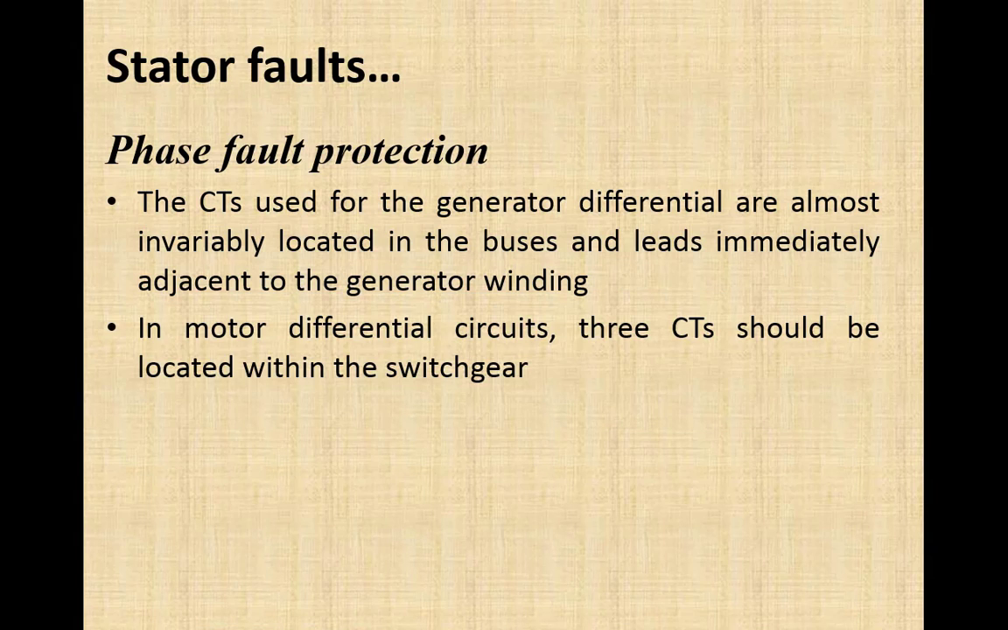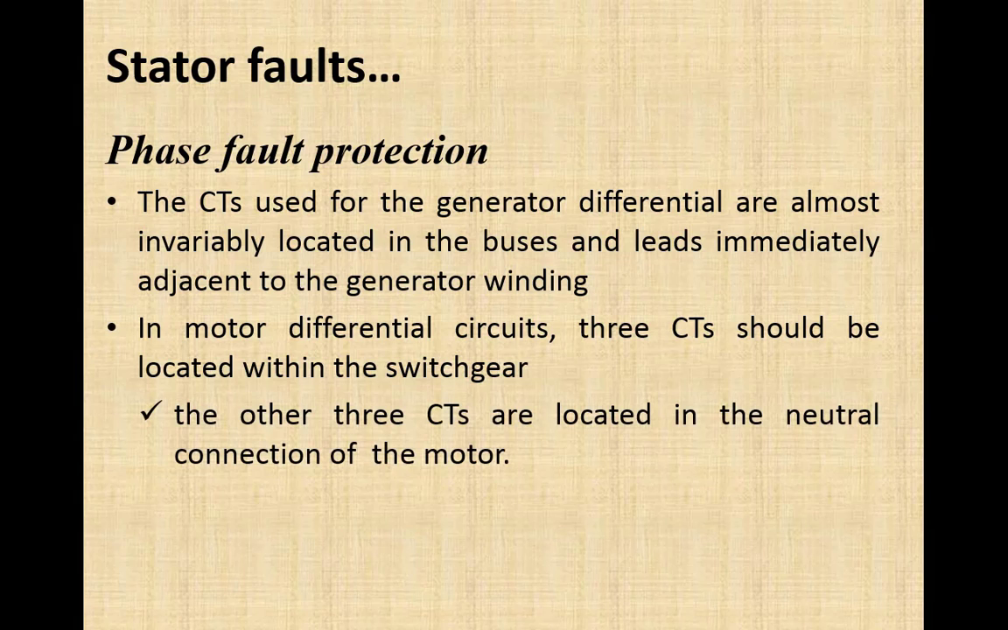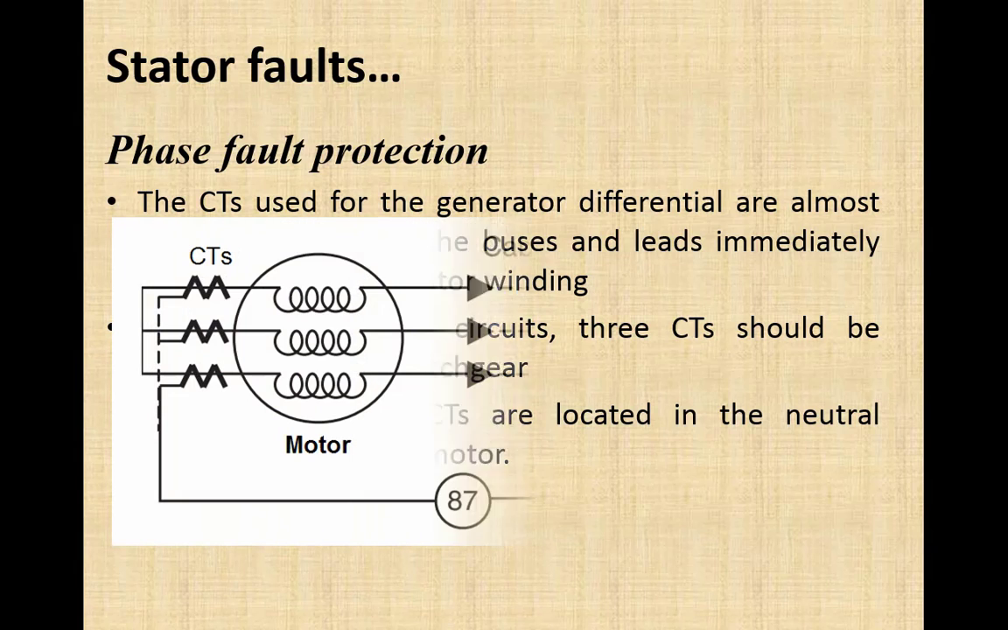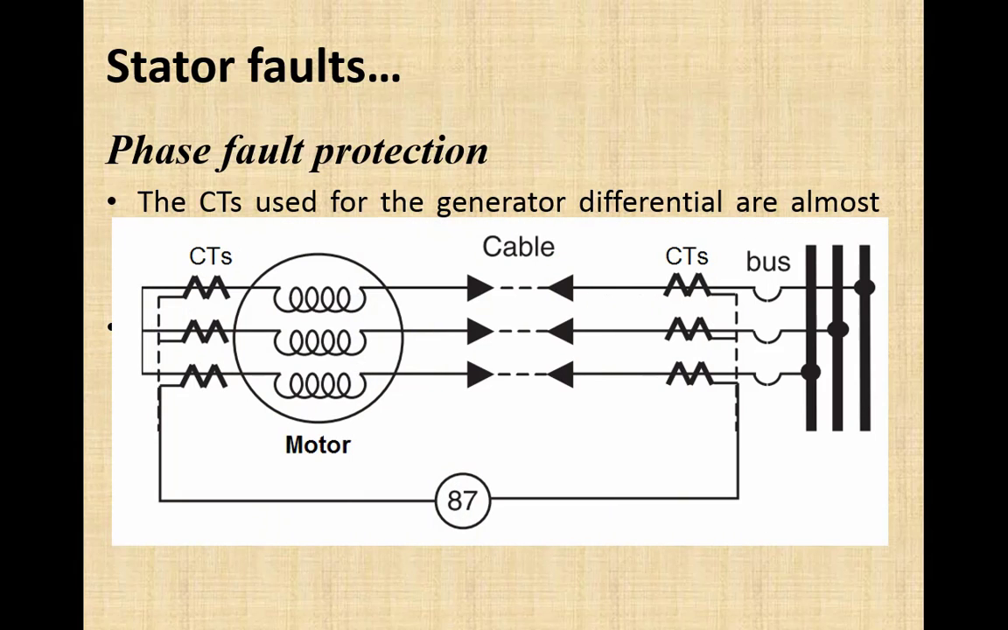But the case is a bit different. The standard that we use for a motor is a bit different from the generator. In case of a motor differential circuit, three CTs should be located within the switchgear. Switchgear means where we have installed our circuit breaker and the bus is available. So three CTs will be there and the other three CTs will be in the neutral circuit of the motor. To understand this, here is how we apply differential protection to the motor.